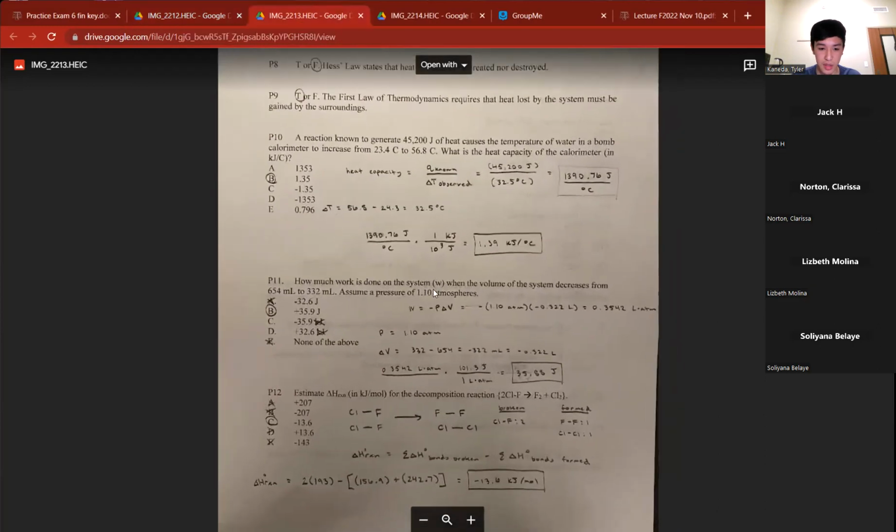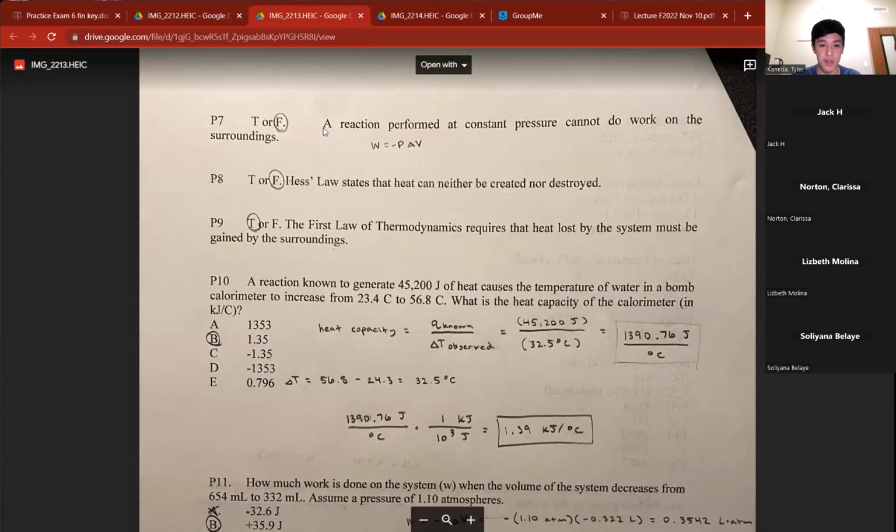And then I move on to the last few. True or false, a reaction performed at constant pressure cannot do work on the surroundings. Again, just know your equation. Pressure doesn't matter what pressure it is, as long as pressure is not 0, then there will be work. It's when there's no change in volume that there's no work done. So this is false. And Hess's law states that heat can neither be created nor destroyed. Again, just something that you've got to memorize. Just know the definition of Hess's law.